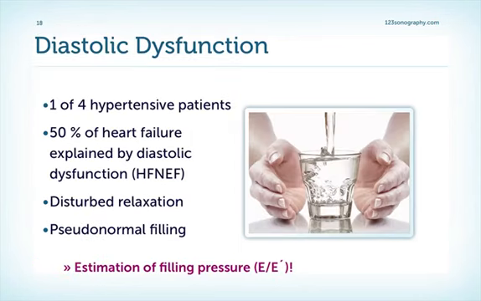A frequent finding in hypertensive heart disease is diastolic dysfunction. Probably a quarter of all hypertensive patients have diastolic dysfunction. It has been estimated that 50% of heart failure patients have diastolic dysfunction, which has also been called HFnEF, meaning heart failure with normal ejection fraction. Usually, diastolic dysfunction is mild. We see so-called disturbed relaxation patterns, or moderate, so-called pseudonormal filling. Important, as we will see in the chapter on diastolic dysfunction, this will help us to estimate the filling pressure, which is very important also in hypertensive patients.